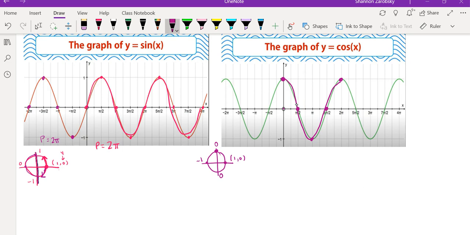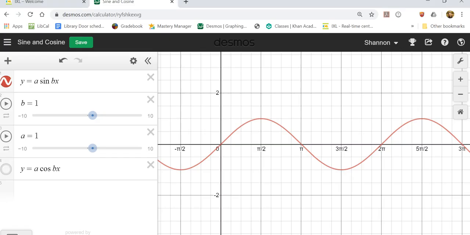So cosine starts at a maximum, then goes to the x-axis, then goes to a minimum, then goes to the x-axis, and ends at a maximum. Whereas sine starts at the x-axis, goes to a maximum, goes to the x-axis again, goes to a minimum, and ends at the x-axis. So these are the patterns that sine and cosine make in the parent function. Okay, so let's take a look at Desmos for a second, where we look at the graph of sine.